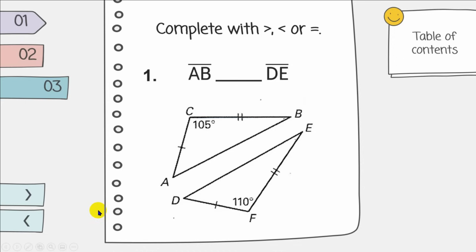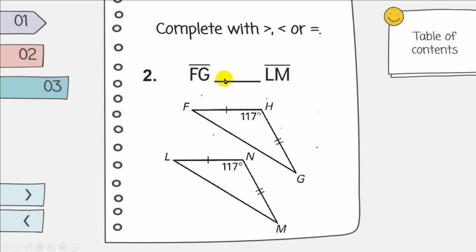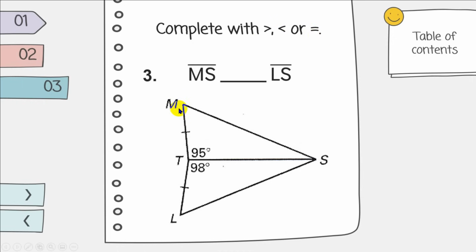So, first item here, complete with greater than, less than, or equal. Compare side AB and side DE. AB and DE. Is it greater than, less than, or equal? Number 2, side FG and LM. FG and LM. Is it greater than, less than, or equal? Number 3, side MS and LS. Is it greater than, less than, or equal?